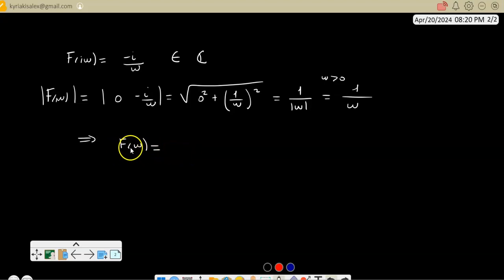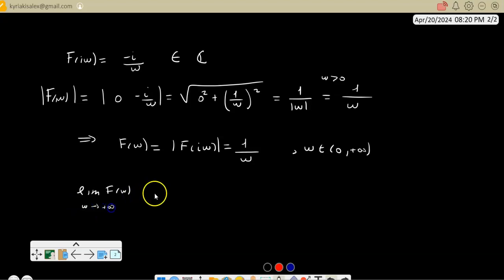The function we denote F of omega is the modulus of the function f hat of i omega, and this is 1 divided by omega. Let's take the limit of this function as omega grows to infinity. As omega grows to infinity, this tends to 0. So it goes to 0 as omega goes to infinity.